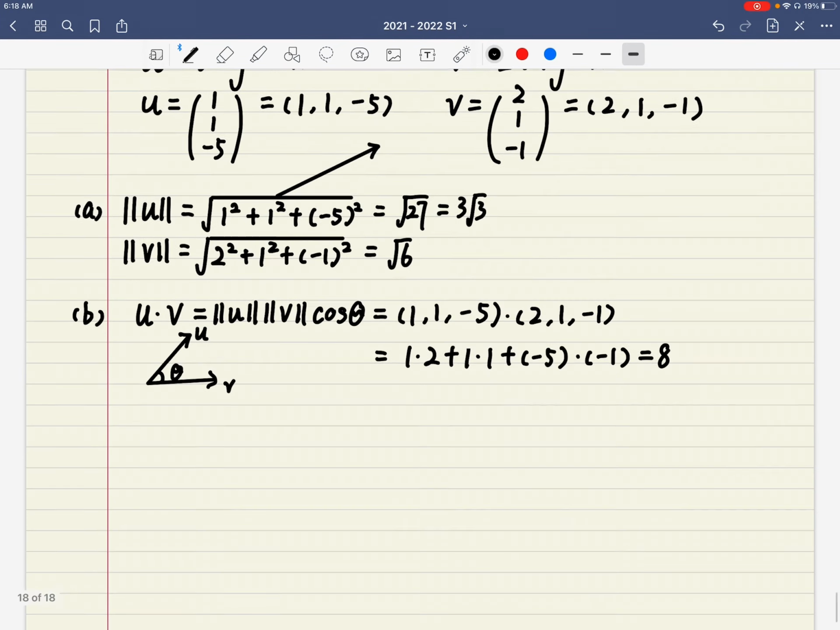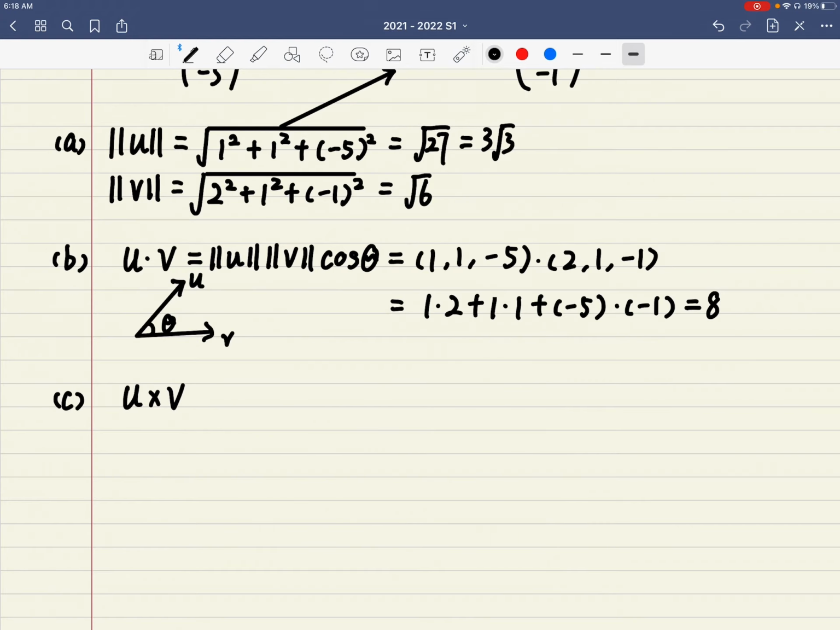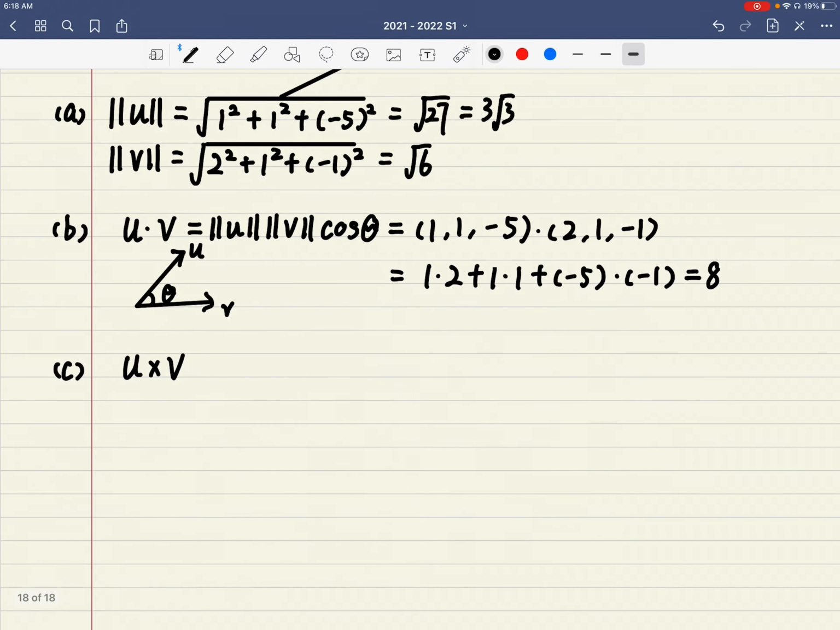Okay, then a cross product. Suppose you are given two vectors, u and v. Let's say they are three-dimensional vectors. So the cross product will give you another vector that is perpendicular to both of them. So in other words, it's perpendicular to the plane that is generated by u and v.